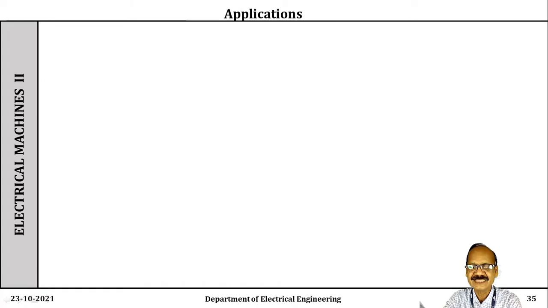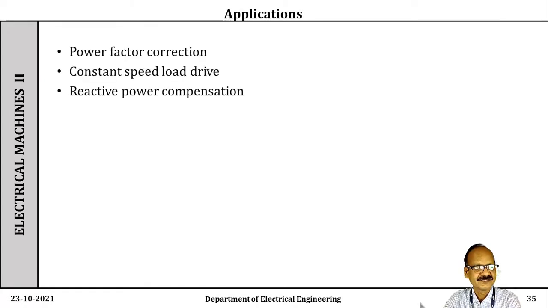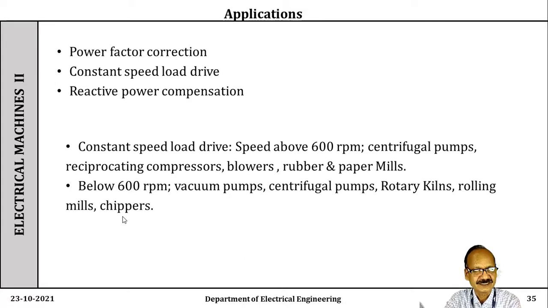Then see the applications of the synchronous motor. Already we have discussed so many. First, power factor correction. Then it is used for constant speed drive loads. Then reactive power compensation. It is a very flexible source of reactive power compensation. During lagging power factor, it can absorb the reactive power, whereas during leading power factor, overcompensation, it injects reactive power into the system. Then it can also be used as a constant speed drive.